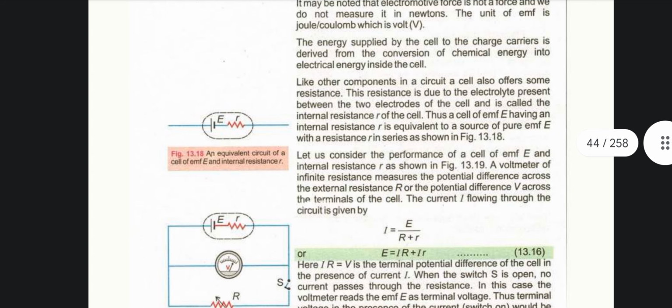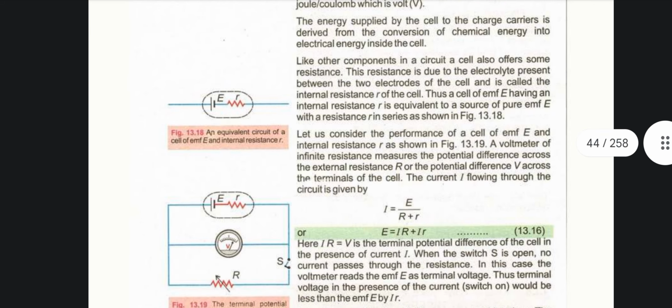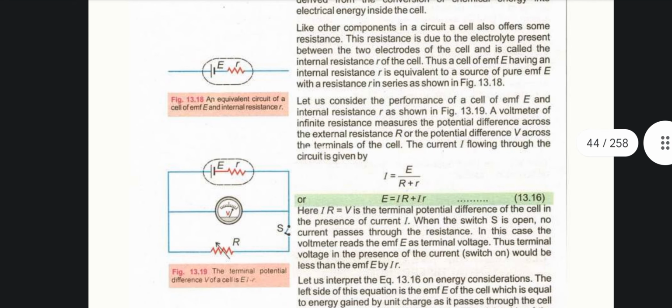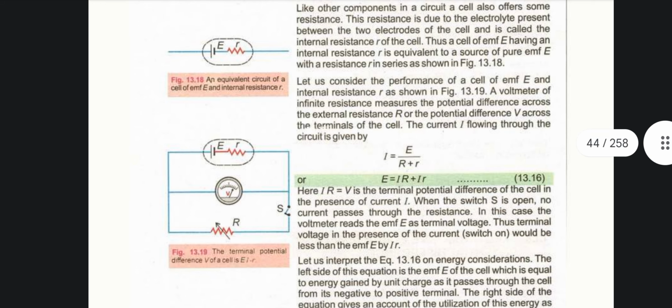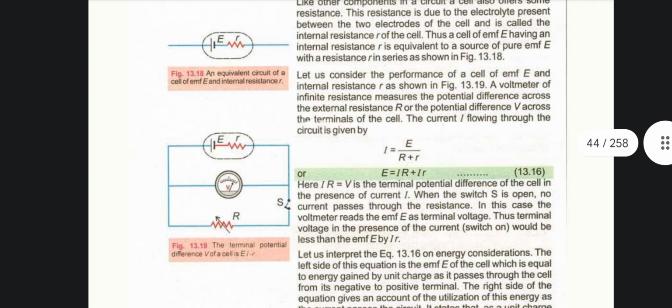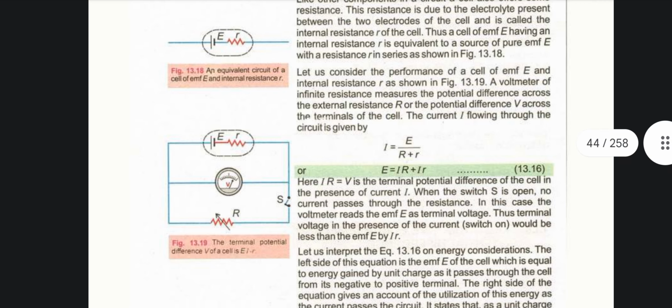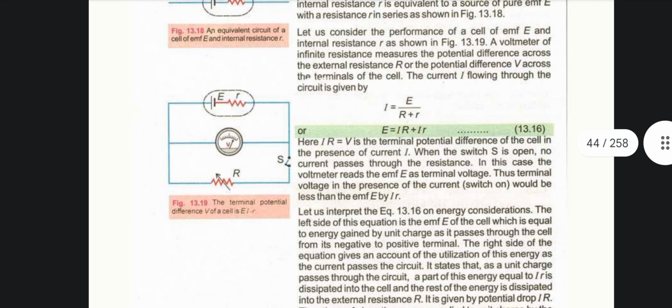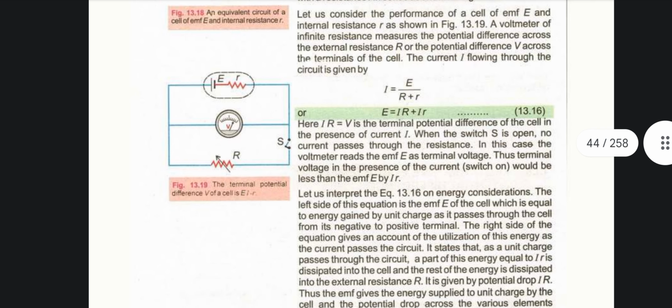The energy supplied by the cell to the charge carrier is derived from the conversion of chemical energy to electrical energy inside the cell. Like other components in a circuit, a cell also offers some resistance. The resistance is due to the electrolyte present between the two electrodes of the cell and is called the internal resistance r of the cell. Thus, a cell of EMF E having an internal resistance r is equivalent to a source of pure EMF with a resistance r in series, as shown in figure 13.18.